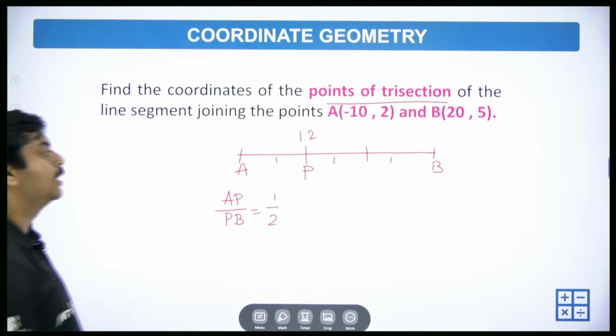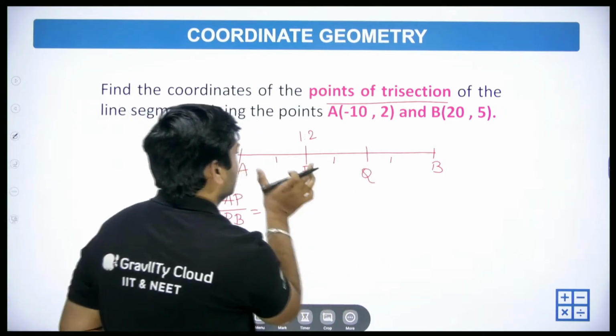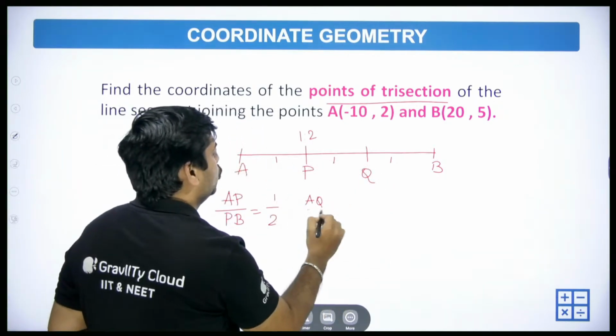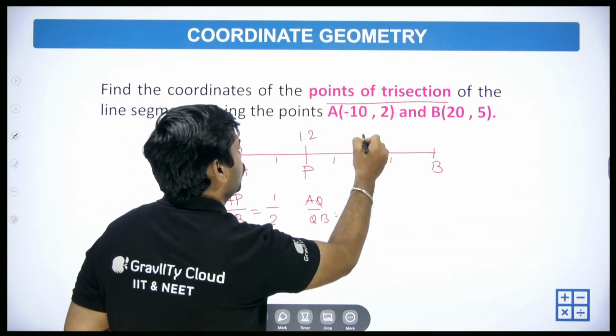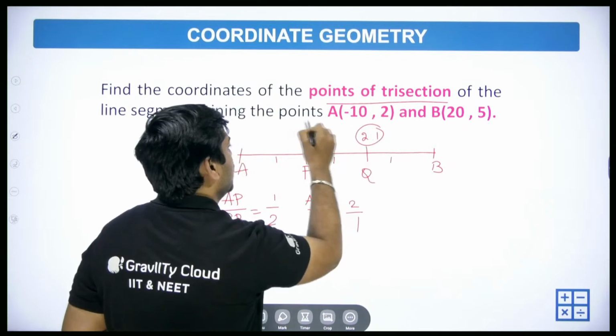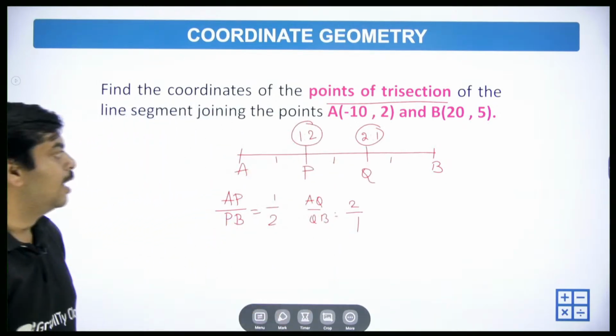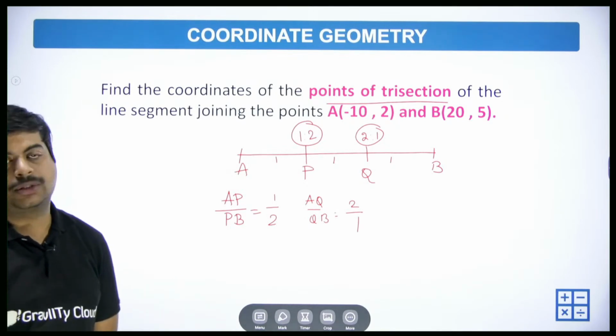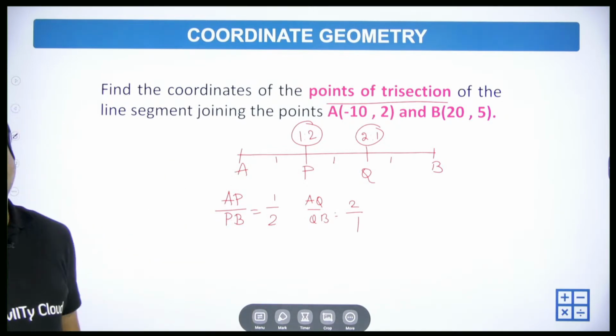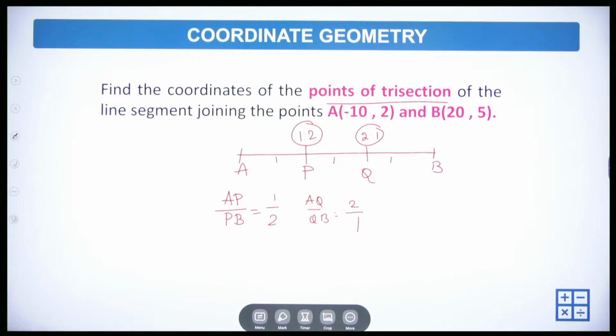What about the other point Q? AQ by QB. AQ is 2 units, QB is 1 unit. So Q divides it in the ratio 2:1. P divides in the ratio 1:2 and Q divides in the ratio 2:1, right? So now let's try to move forward.